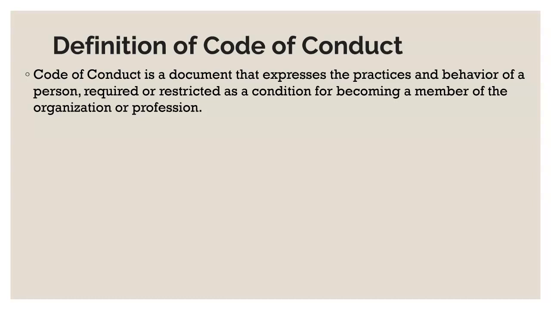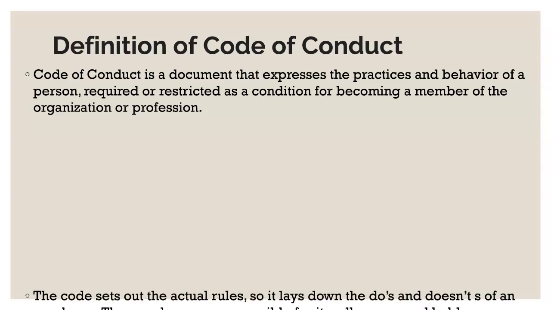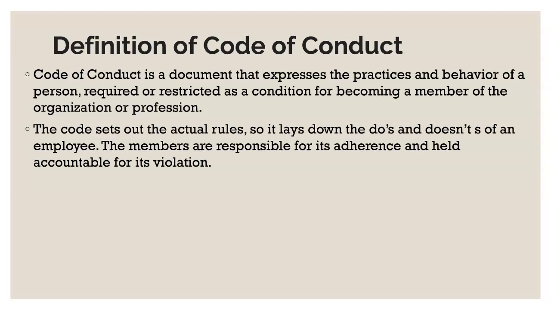So code of ethics are for those people who are already part of that profession, and code of conduct is for those people who are going to be part of that organization or going to be part of that profession, right? So they generally follow code of conduct. So code sets out the actual rules. It lays down the do's and don'ts of an employee. So basically it tells you what you should do and what you should not be doing. The members are responsible for its adherence and accountable for violation. Now this is very very important.